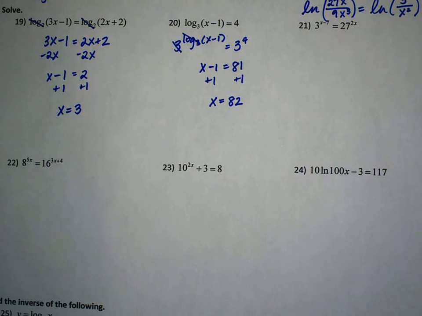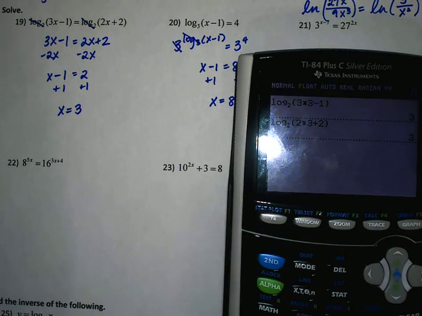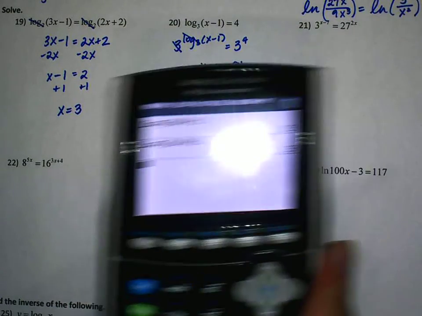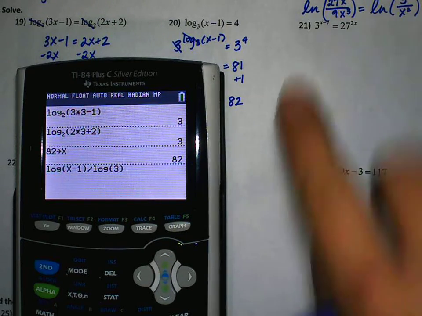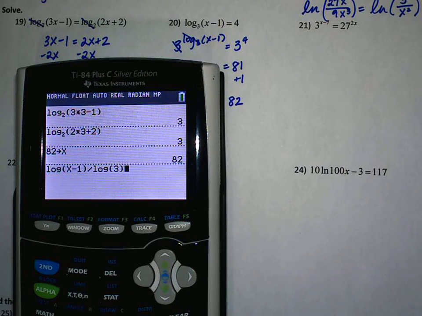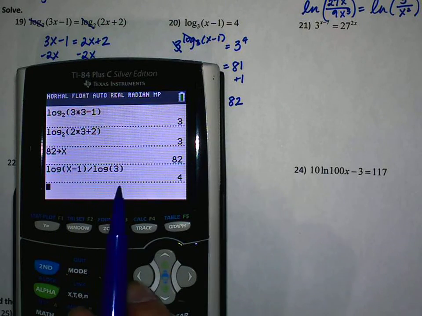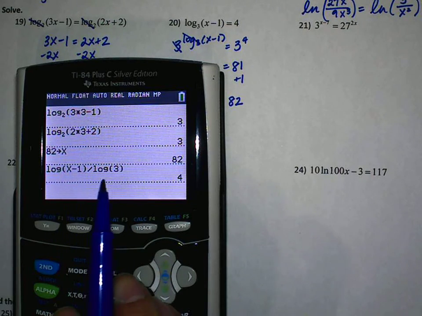Alright, remember to double check your work. Remember another way you could do this is if you store a number. So I'm going to put 82 stored as x. And instead of using math option A, remember you can use your change of base. So I'm going to put log of x minus 1 divided by log of 3. Hopefully when I hit enter it equals 4. And it does, so I know I have the right answer. I would use this change of base if I only had a TI-83.